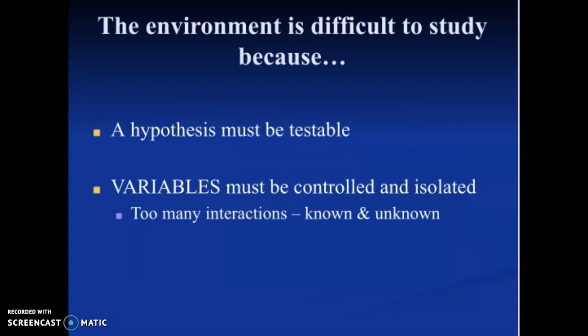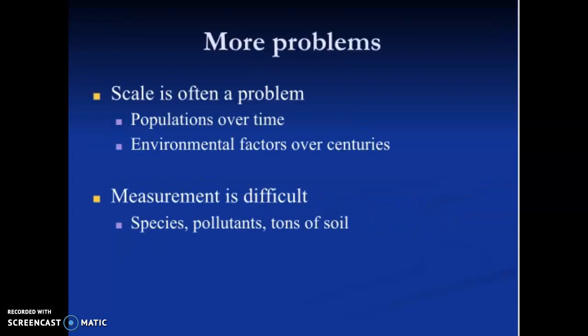So let's think about it. You have an environmental problem and you make a hypothesis. You want to test your hypothesis, but the variables are too many, and there are too many interactions, too many known and unknown interactions. Also, the scale of the problem is very big. The populations are very big, the species, pollutions, tons of soils you need to measure.